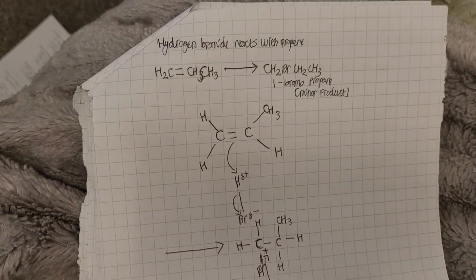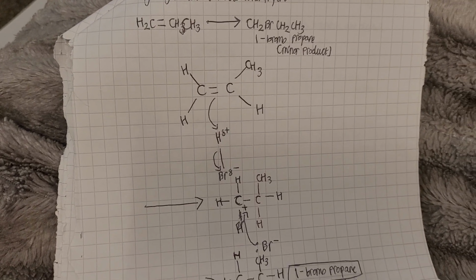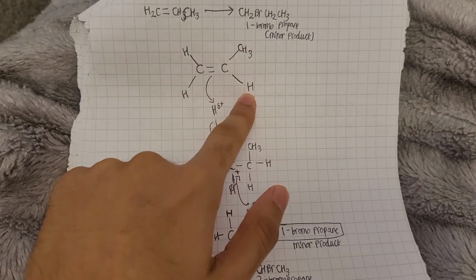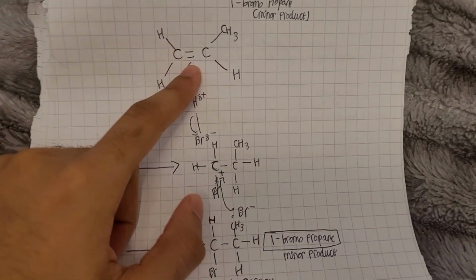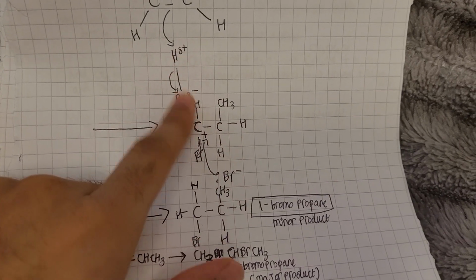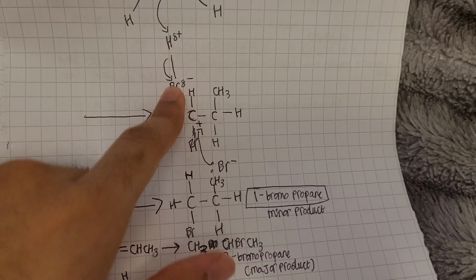How hydrogen bromide reacts with propene. And now you can notice in this case, propene is an unsymmetrical alkene, H, H, and then you've got a CH3, H, H, so it's unsymmetrical. In this case, from the double bond to the hydrogen, H plus, HBr, from the middle of the HBr bond to the Br.